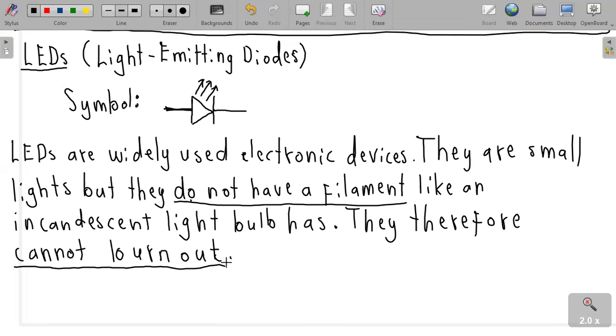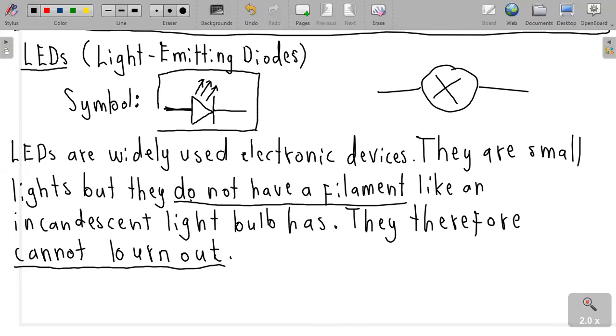Remember, the symbol for light bulbs is like this. But for LEDs, this is how we show it. So over here is for LEDs. LEDs are another form of an output device, you see.